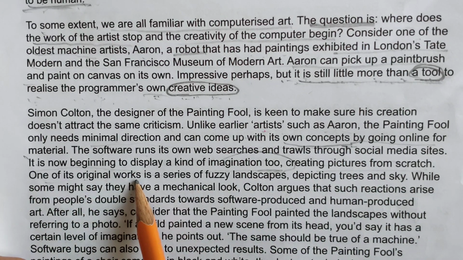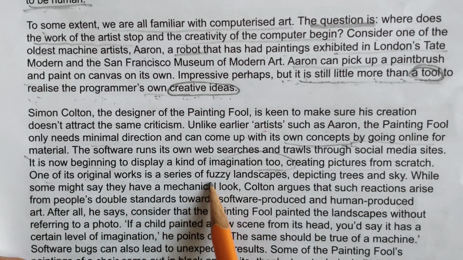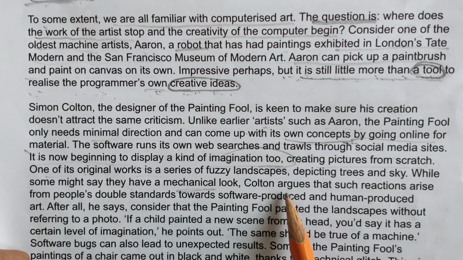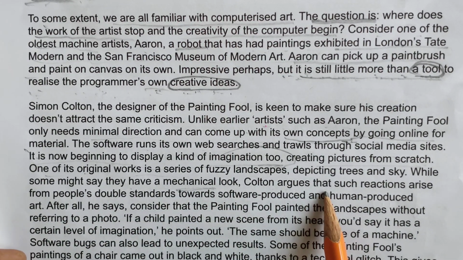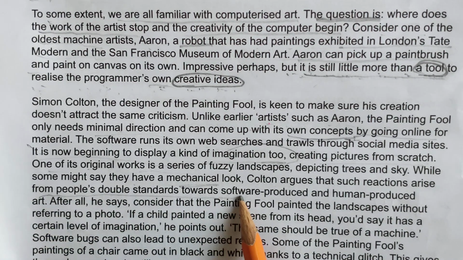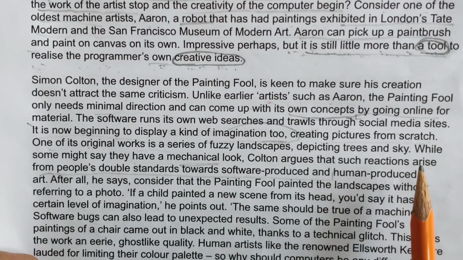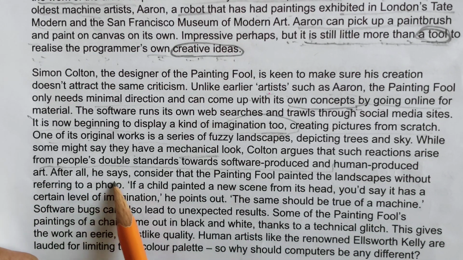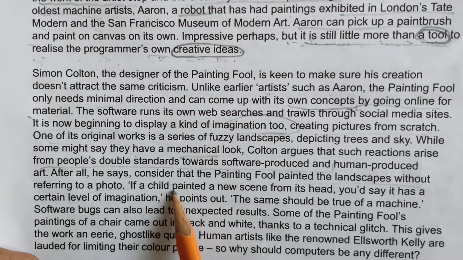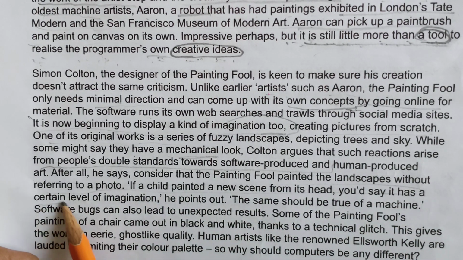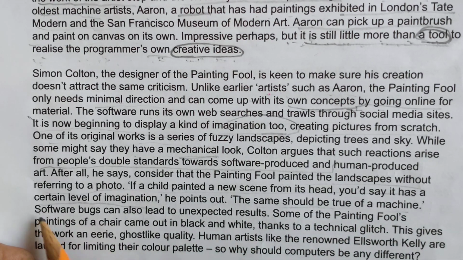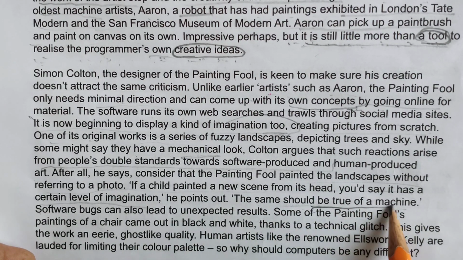One of its original works is a series of fuzzy landscapes. While some might say they look mechanical, Colton argues that such reactions arise from people's double standard towards software-produced and human-produced art. After all, he says, consider that Painting Fool painted the landscape without reference. If a child did it, we would say it has a certain level of imagination, he points out. The same should be true of a machine.